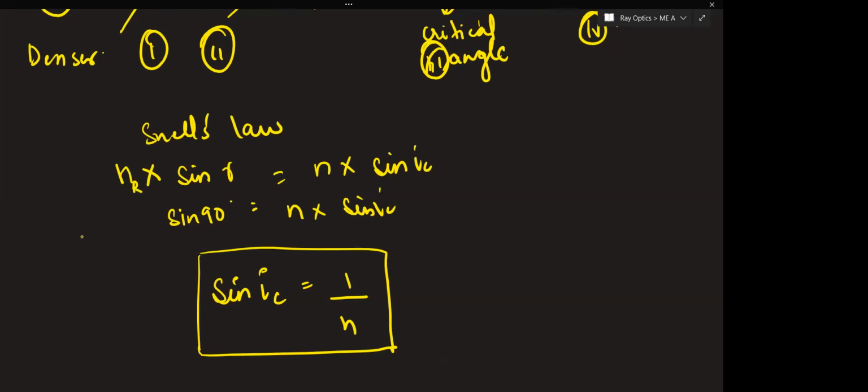It can be the refractive index of the rarer medium, and this is the refractive index of the denser medium. So 1 by NDR. It means NDR is what? This is ND by NR.